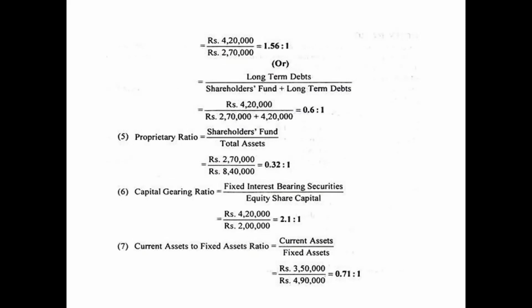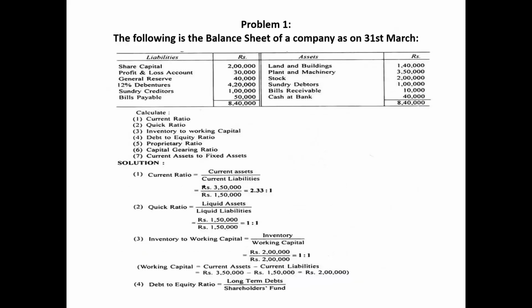Now, the next is current assets to fixed assets. Very simple. Current assets divided by fixed assets. Take all the current assets we have already calculated in the first formula, divided by all the fixed assets, that is land and building and plant and machinery are your fixed assets.